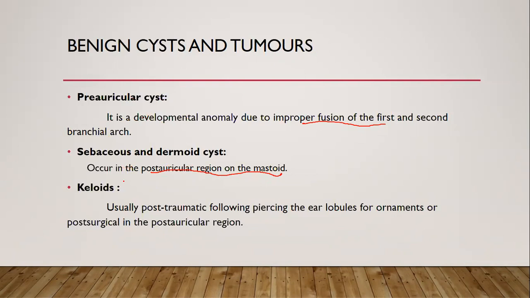Then keloid. I think most of you are familiar with this term. You might have heard this term before. A keloid is post-traumatic, following piercing of the ear lobules for ornaments, or post-surgical in the post-auricular region. Keloid is a benign cyst.